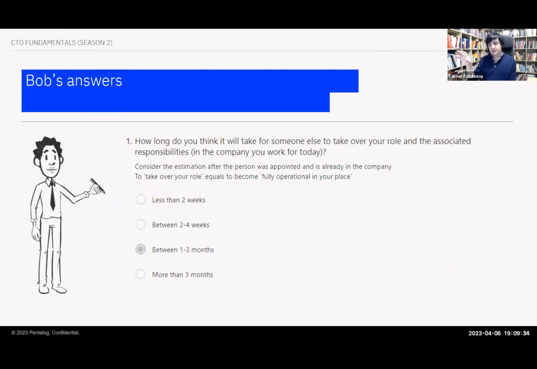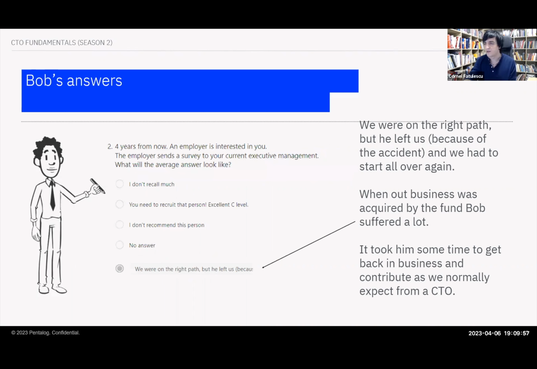And Bob answers like this. First, he feels like the new person will take between 1 and 3 months to take over the role with full responsibilities, which is on average how we transfer all the CTO jobs, by the way. So this is not something exceptional. We usually expect to have a transfer of 3 months when we do that.